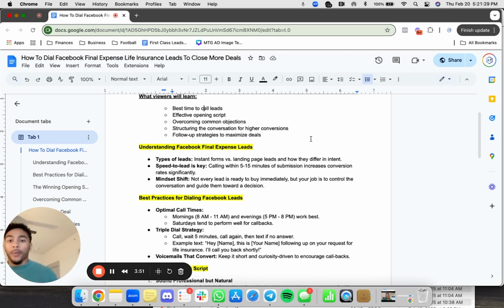So I would say if you're a final expense agent, you would be all right sticking with instant forms. That's just my professional advice. The next thing is speed to lead. Essentially what I mean by that is calling the lead within 5 to 15 minutes of them submitting.